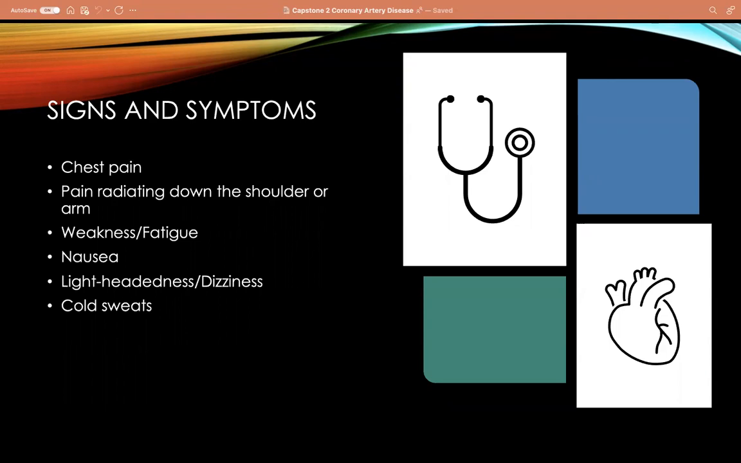The plaque buildup in the artery walls can lead to heart attack, heart failure, blood clots, and abnormal heartbeats due to the decrease of blood flow, oxygen, and nutrients to the rest of the heart. This leads to symptoms like chest pain, pain radiating down the shoulder or arm, weakness, fatigue, nausea, lightheadedness or dizziness, and cold sweats. These are all attributed to the lack of blood flow to the rest of the heart, which contains essential oxygen and nutrients that the heart needs to function properly.